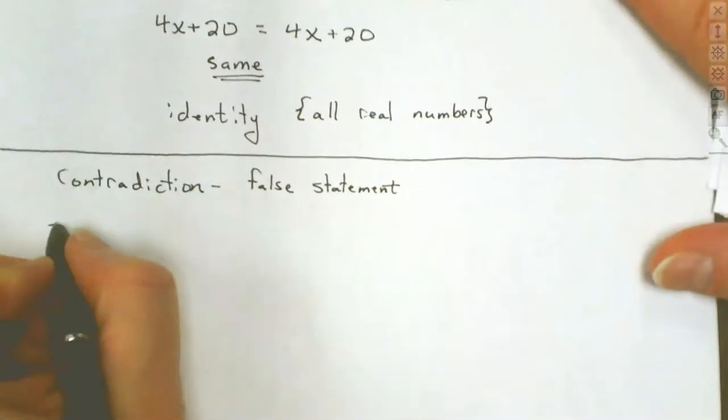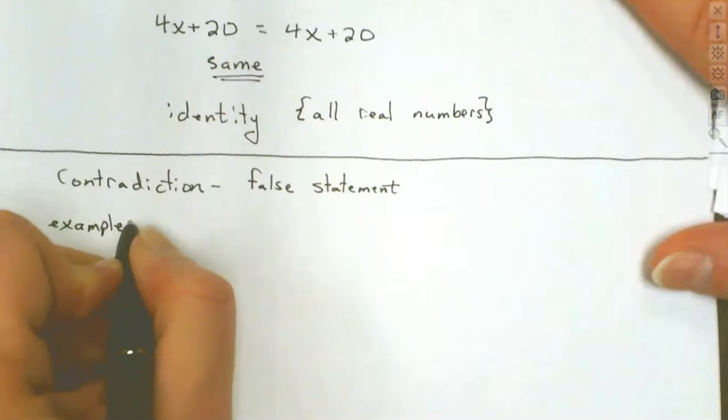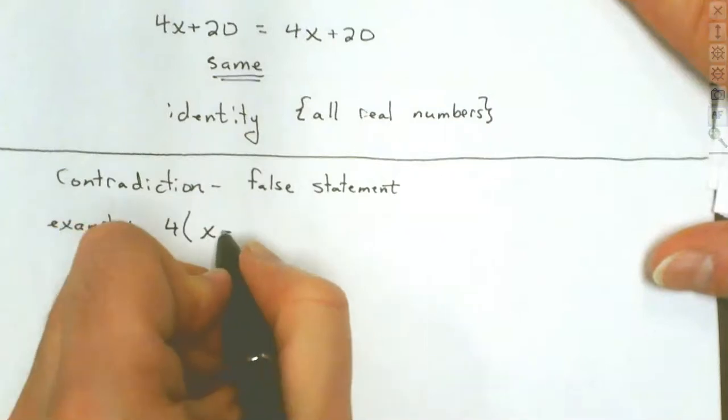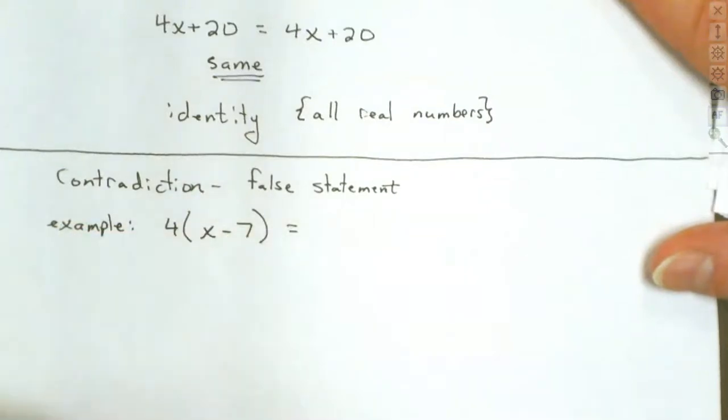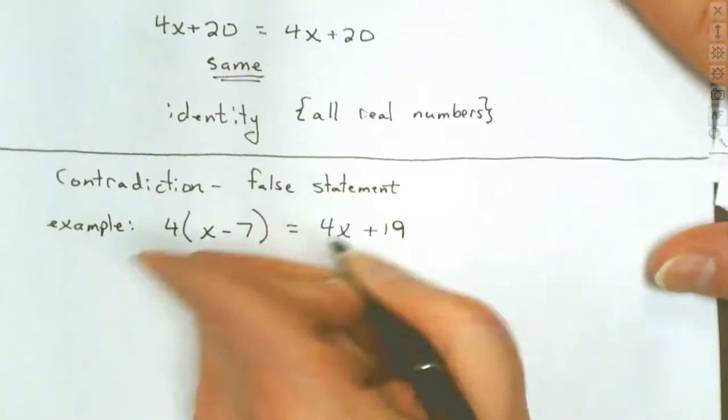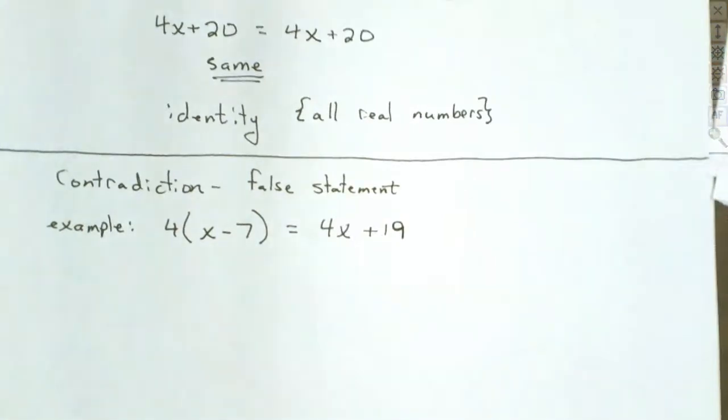So here's an example of a contradiction. 4 times x minus 7 equals 4x plus 19. And once we finish this question, then we're going to look at some more difficult equations. Once we finish this one, this is the last of the 3 types, then we'll look at some specific questions that involve maybe square brackets and how to clear out fractions. This is just understanding the 3 basic types of equations.